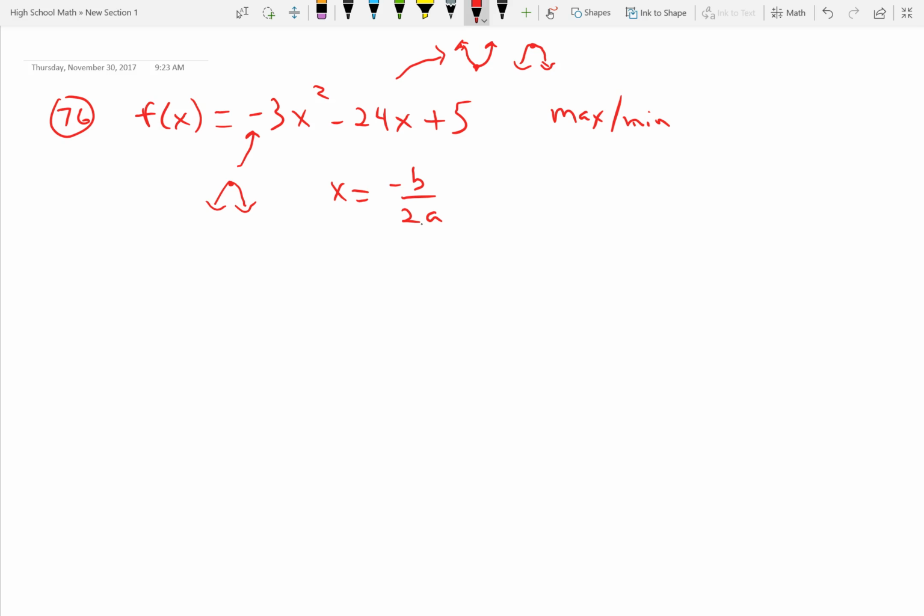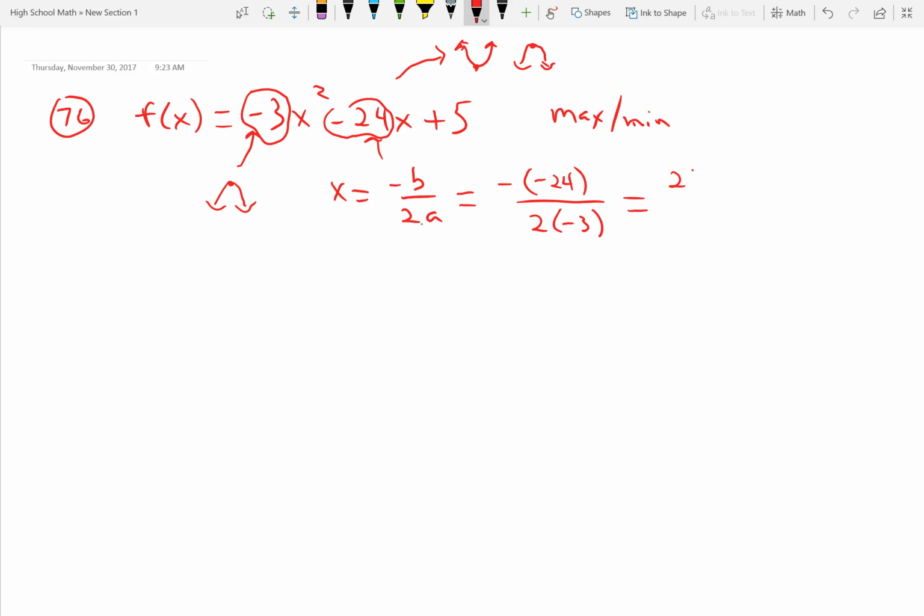Alright, so in this case, this value b is negative 24. It's the coefficient of the x term. And it says negative that, so it's negative negative 24, that's just a positive 24. And 2a, a is the coefficient of the x squared term. In this case, negative 3.